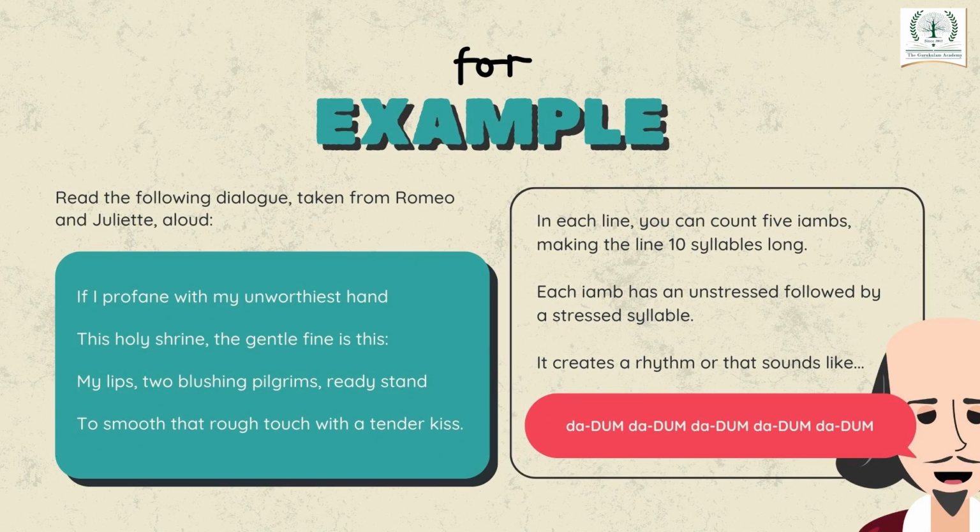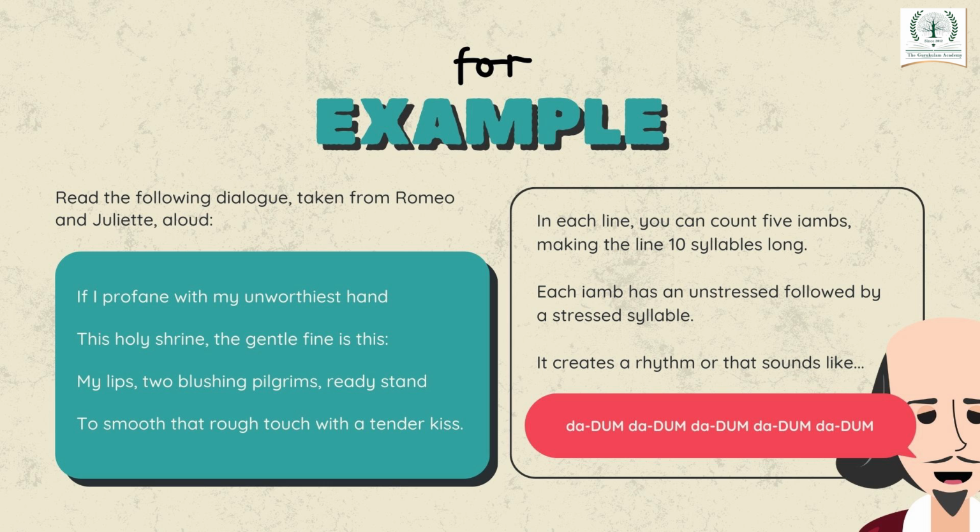For example, read the following dialogue taken from Romeo and Juliet aloud. If I profane with my unworthiest hand this holy shrine, the gentle fine is this: my lips, two blushing pilgrims, ready stand to smooth that rough touch with a tender kiss.